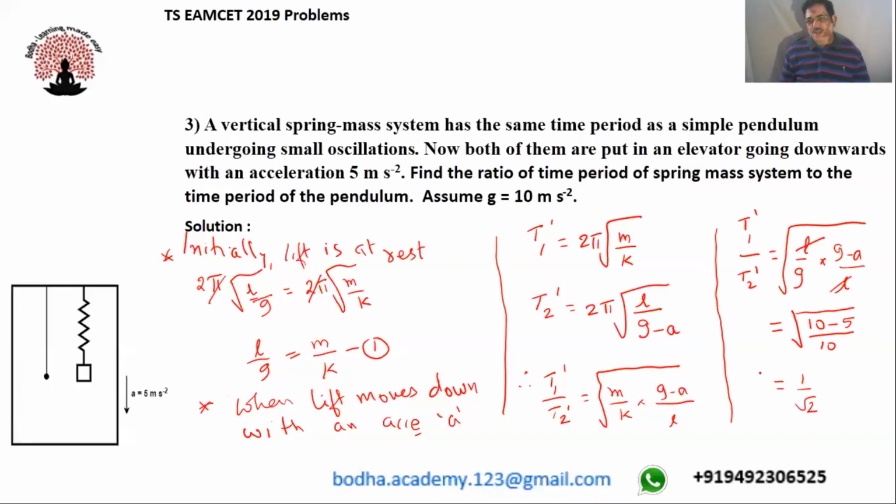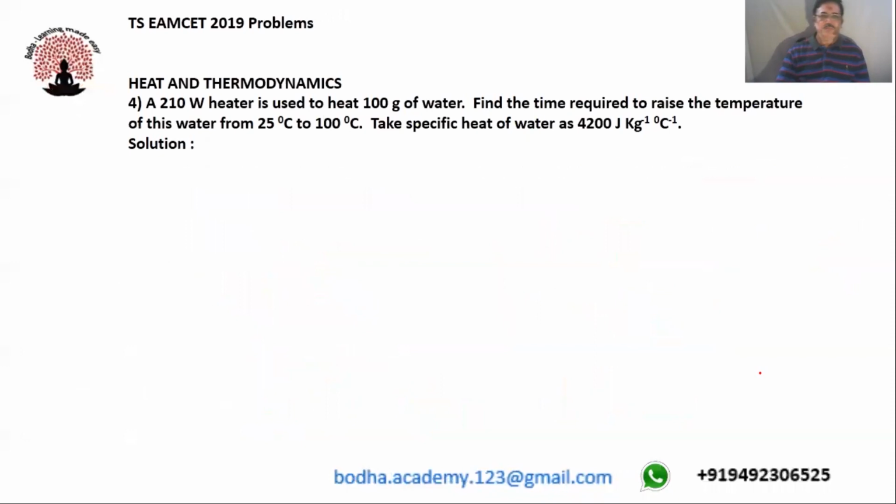I think you are able to understand this problem. Okay, our next problem. This problem is based on heat and thermodynamics. Here, a 210 watt heater is used to heat 100 grams of water. We are supposed to find the time taken to raise the temperature of water from 25 degrees centigrade to 100 degrees centigrade.